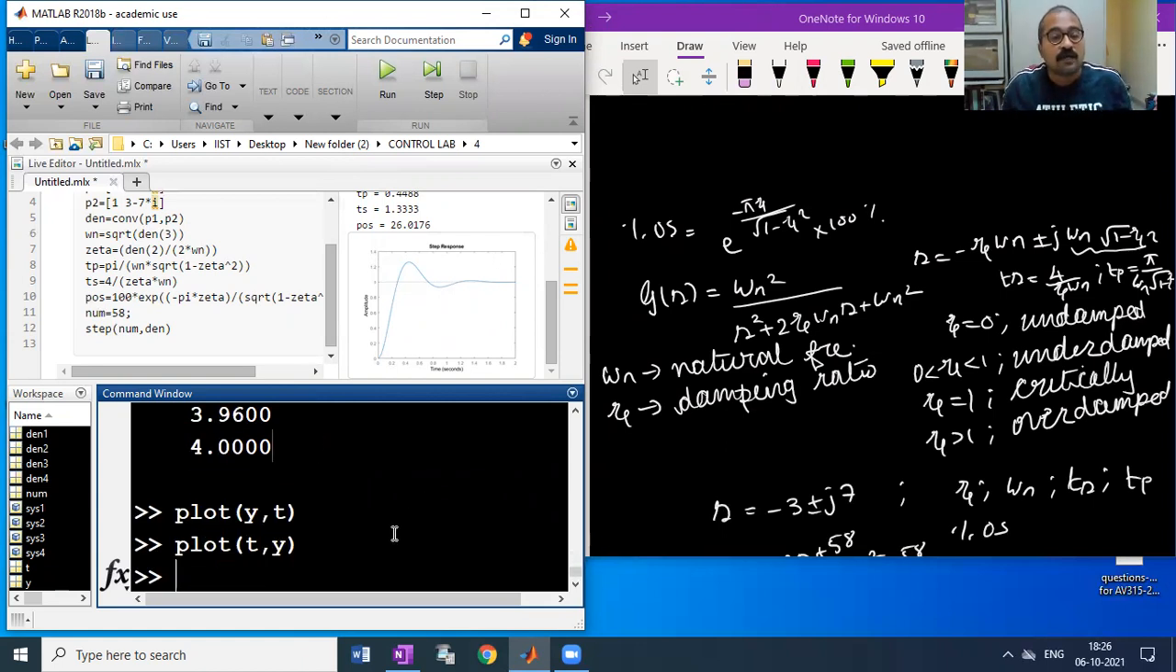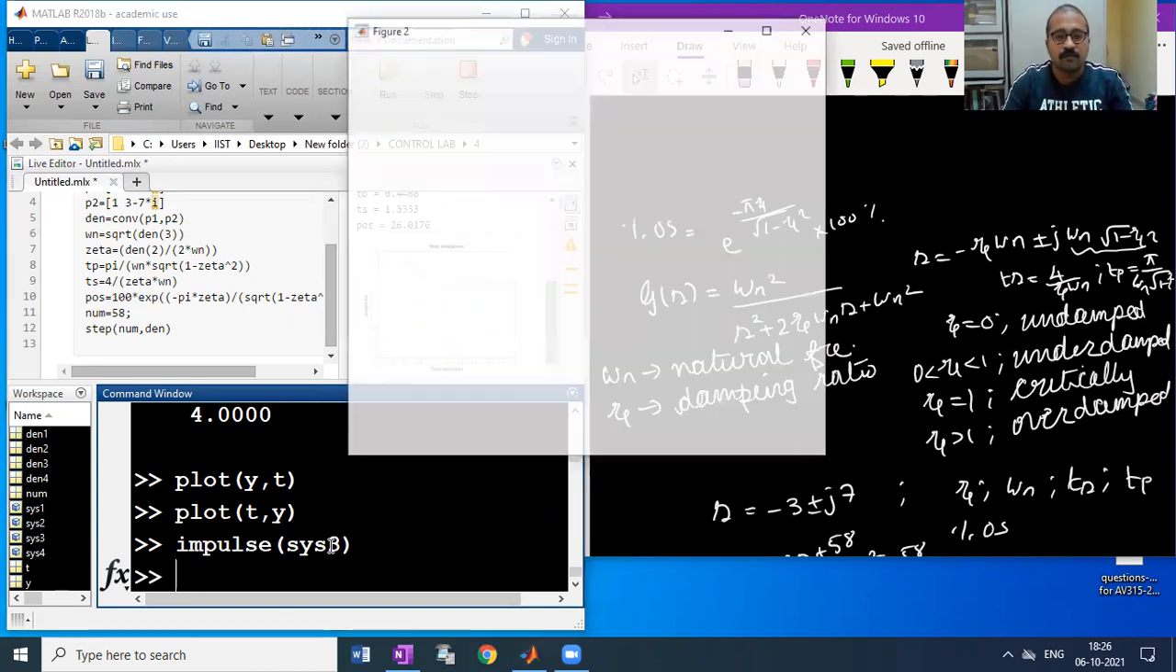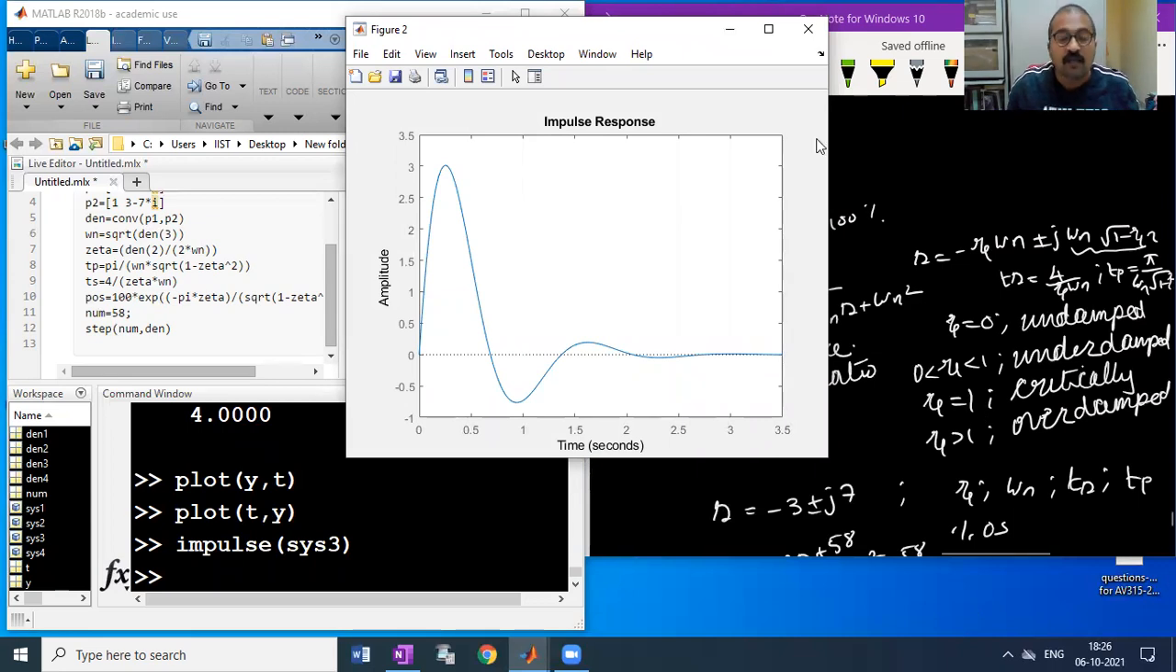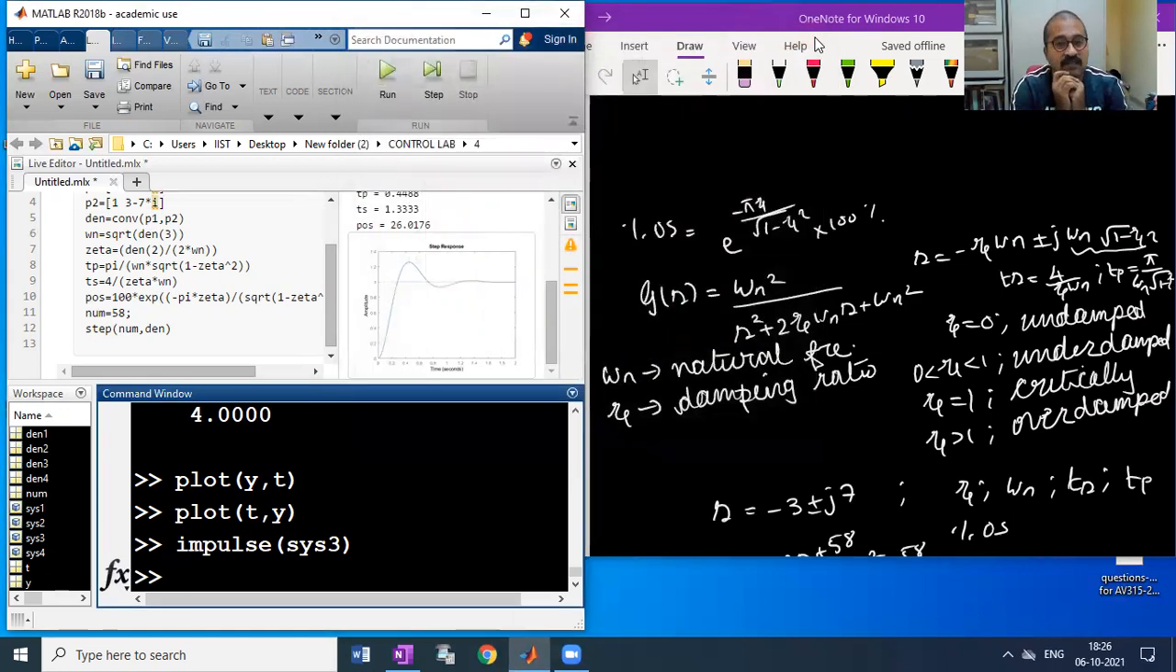Now how will you find the impulse response? The command step gave me the unit step response. The unit impulse response is the command impulse. So impulse of say sys 3. Our sys 3 was an underdamped system. So that will give you the unit impulse response. Again, as before, if you use left side arguments, instead of giving a plot, it will give a set of data points. So then you may have to make use of the command plot to plot between the impulse response and the time.